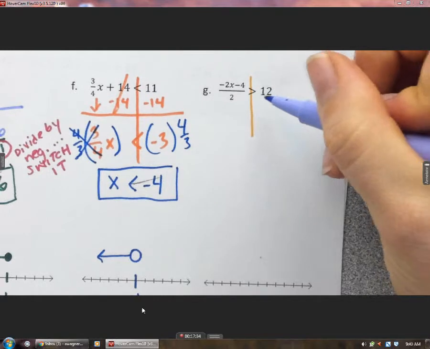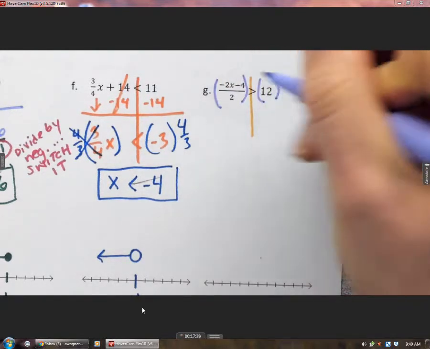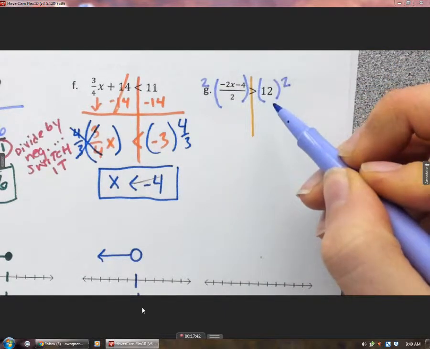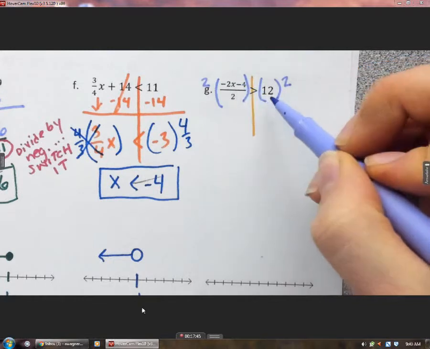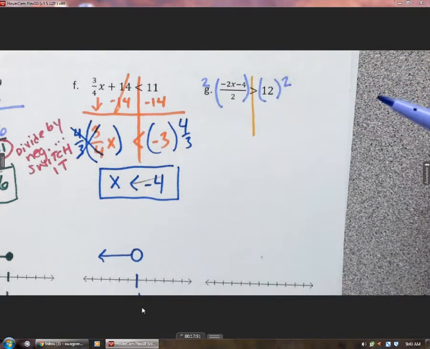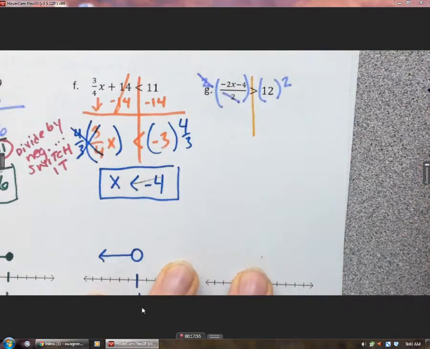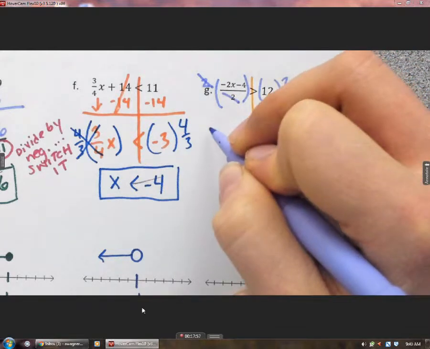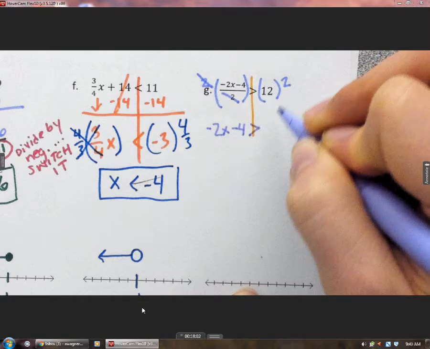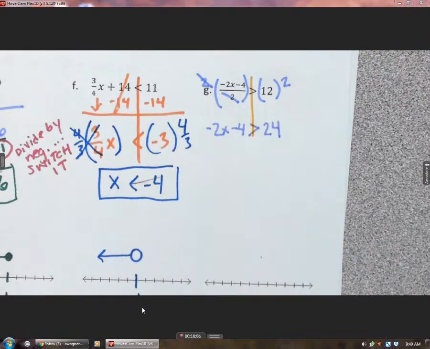This way, though, we would multiply both sides by 2. Sometimes I still see you guys want to add the 4, which makes sense. I know why you want to do that, because you want to get that constant out of the way. But we need to cancel out the denominator before you can do anything on the numerator. So we'll multiply both sides by 2. That leaves me with -2x minus 4 is greater than 24 and then plus 4. 24. Oh, that's how you got 28. Yep.